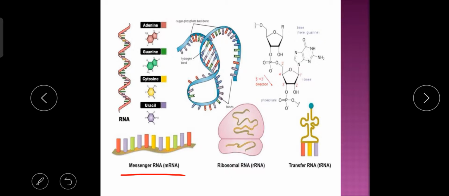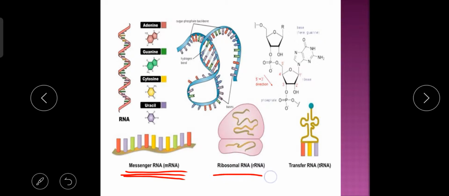But remember, there is no T in this genetic code, because the genetic codes are present in the RNA, that means in the messenger RNA. That is why there is no thymine, only uracil present. So the messenger RNA contains the genetic code, and genetic codes mean that which carries the genetic information.